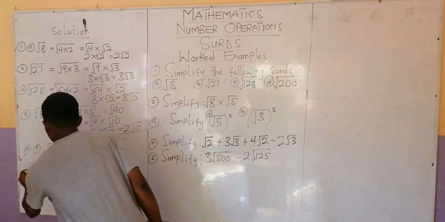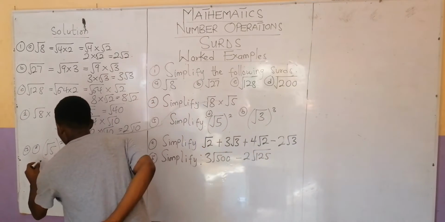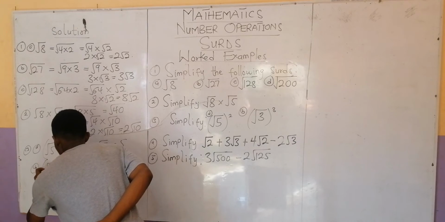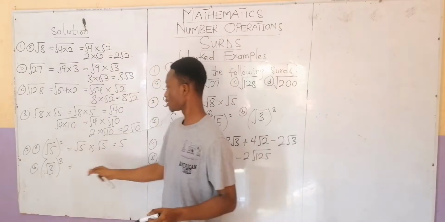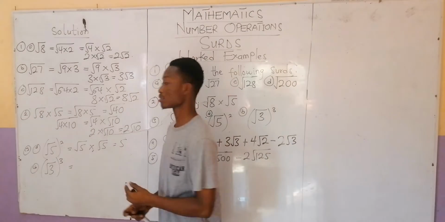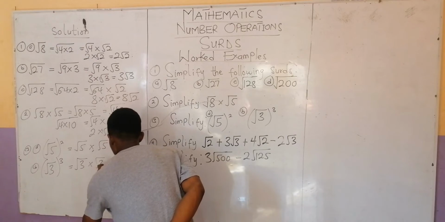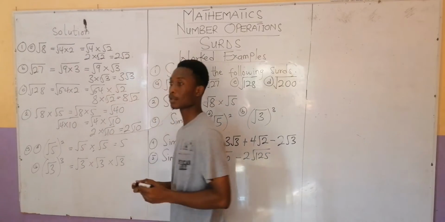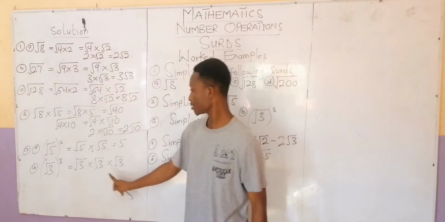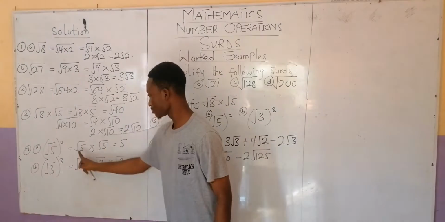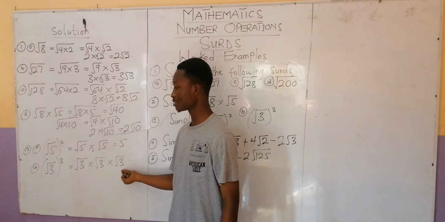B. Root of 3 cubed. The same way square means they're multiplying twice, cube also means they're multiplying 3 times. So here, root 3 can multiply root 3 and multiply it by root 3. Now root 3 times root 3. Root 5 times root 5 is 5. So basically root 3 times root 3 is 3.